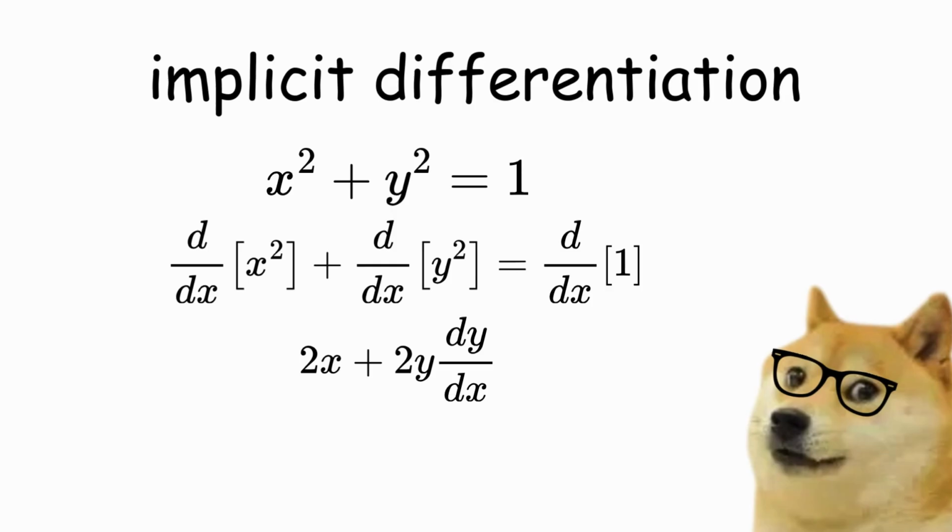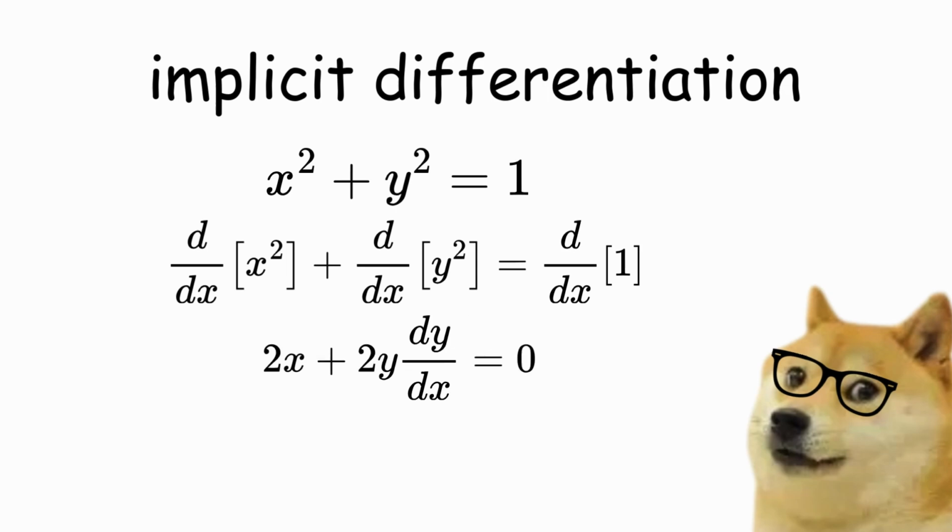And as for the right side of the equation, remember that the derivative of a constant is always 0. Now we have 2x plus 2y times dy over dx equals 0. And now we have the ability to solve for the derivative in terms of x and y with just some simple algebra. And see how nicely that works out? Yeah, pretty.